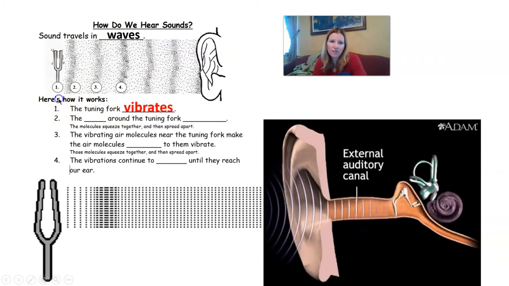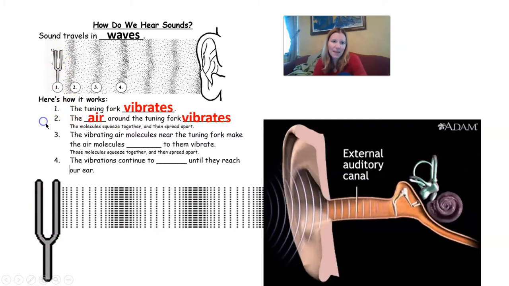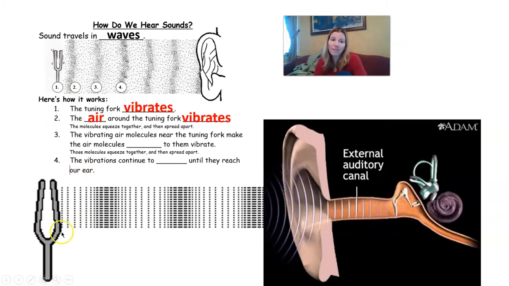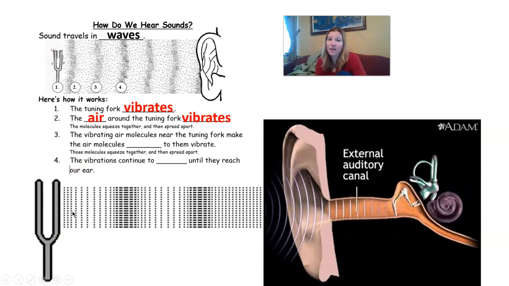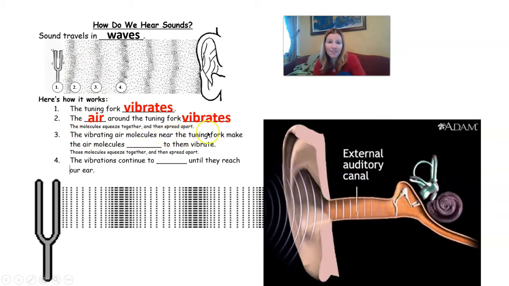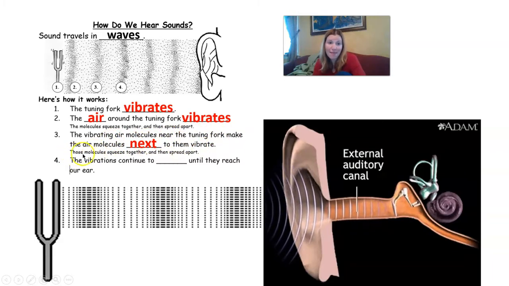So we reviewed in our notes, and we gave the example of a tuning fork, that in step number 1, that tuning fork is vibrating. And then as that tuning fork vibrates, all the air molecules that are around it also start to follow that same vibrating pattern of pressing together and squeezing apart. So the air molecules next to it vibrate in step 2. And then in step 3, the vibrating air molecules near the tuning fork make the air molecules next to them vibrate. And then those molecules squeeze together and spread apart.